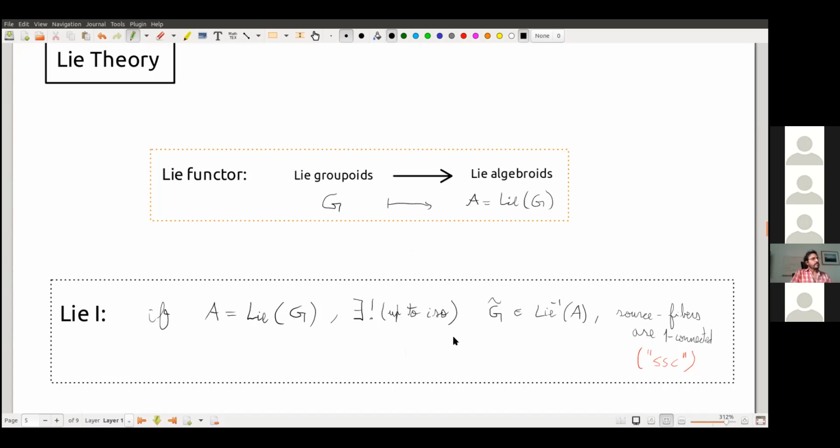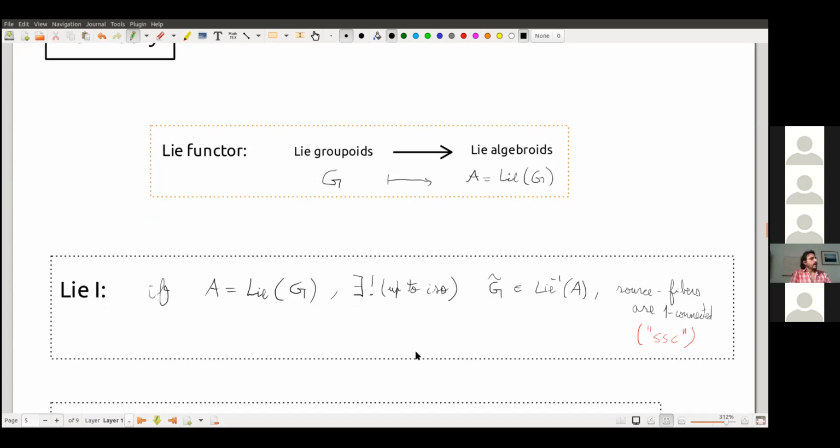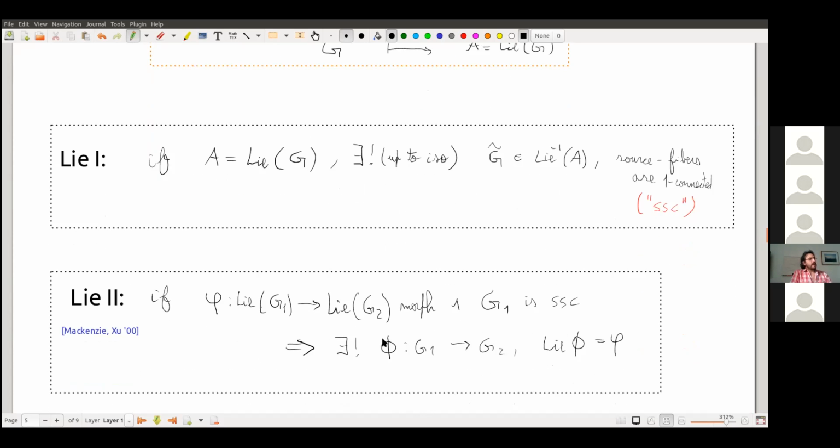So this is very parallel. All the groupoids that correspond to a particular algebroid are related by covering. There is something about morphisms: if this groupoid G1 is simply connected in the source fibers, then there is a unique integration of a morphism.